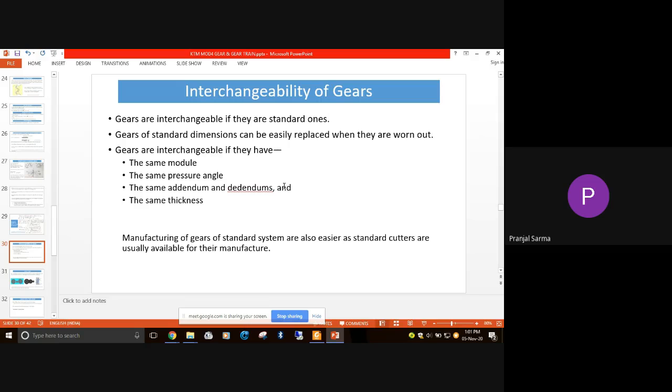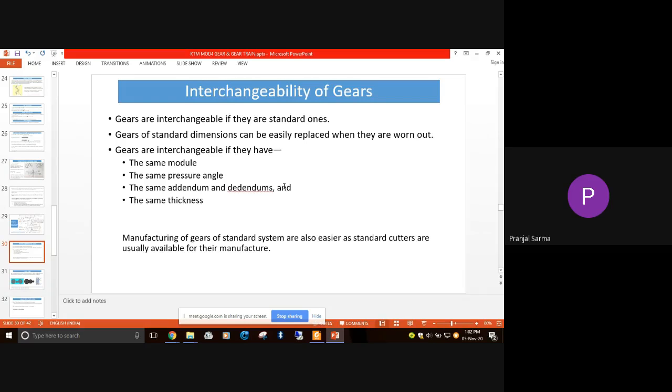So the factors you must know for gears to be interchangeable: if a gear has to be interchangeable, what factors should it fulfill? They should have the same module, and the pressure angle should be the same. The addendum value has to be the same, as well as the thickness. Only then can you effectively interchange a gear with another. These are the factors which govern the interchangeability of gears.